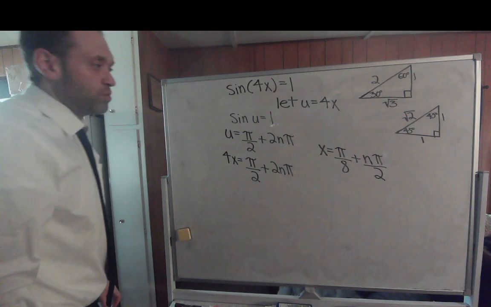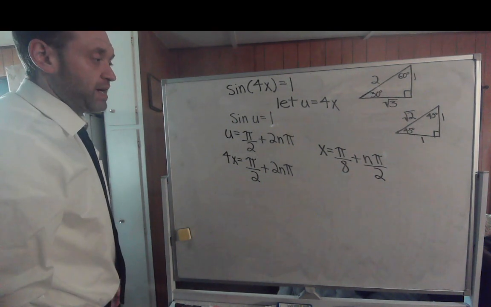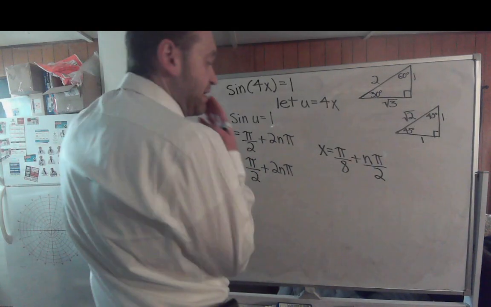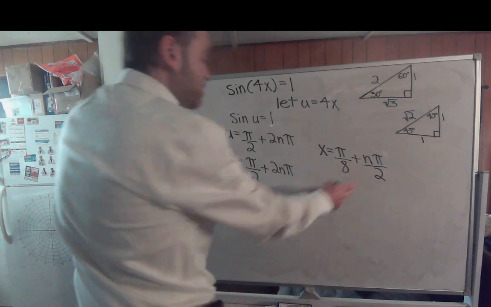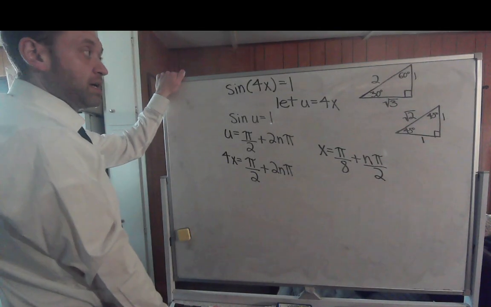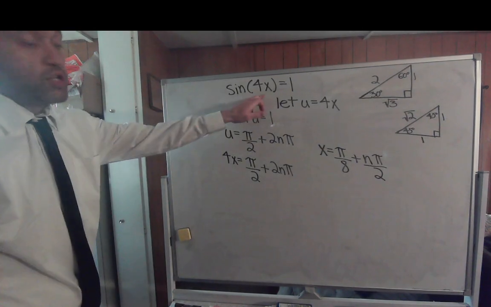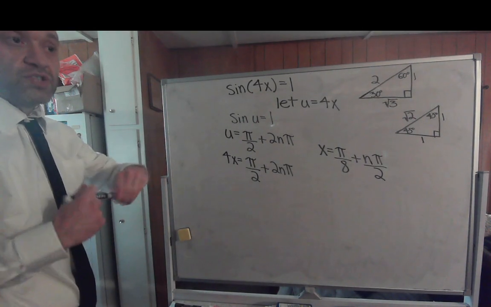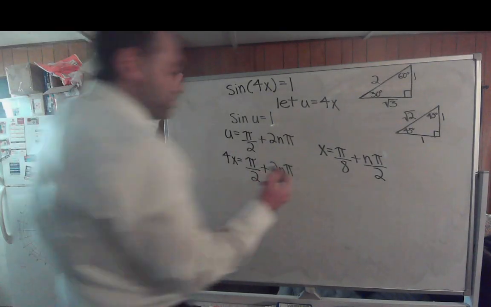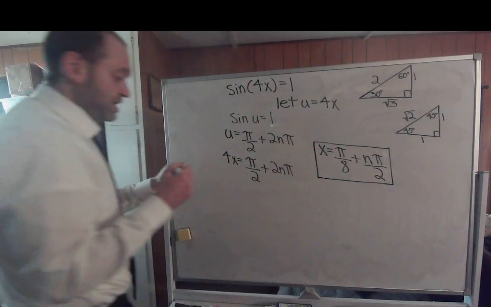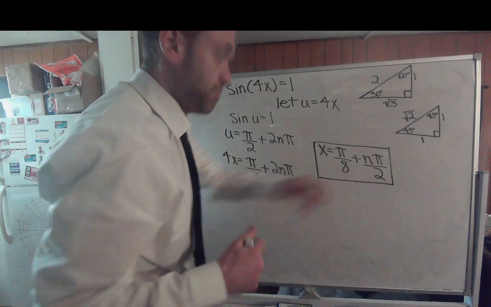well, is that true? What if I put in 2 for my integer? Pi over 8 plus pi, what would that give me? That would end up giving me 9 pi over 8, which would end up giving me 9 pi over 2 if I multiplied it. So that would actually be true. Sine of 9 pi over 2 is also 1. So yes, the general solution to this is going to end up being that x equals pi over 8 plus n pi over 2.